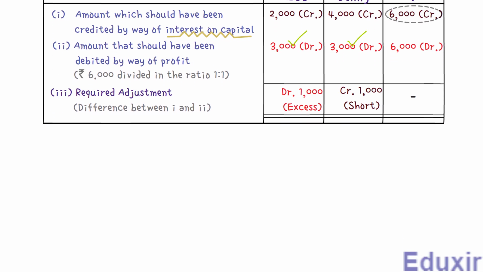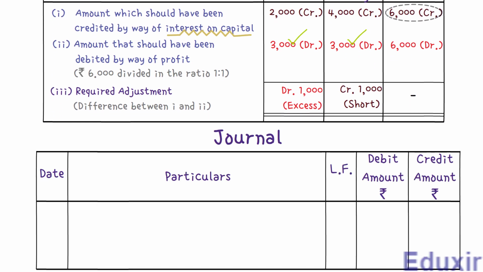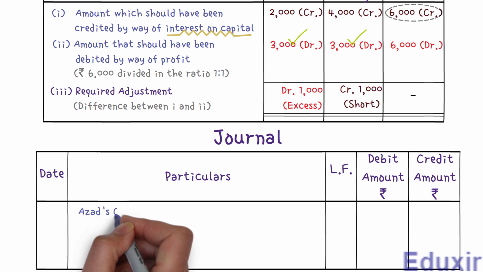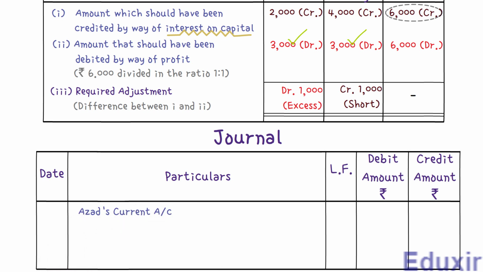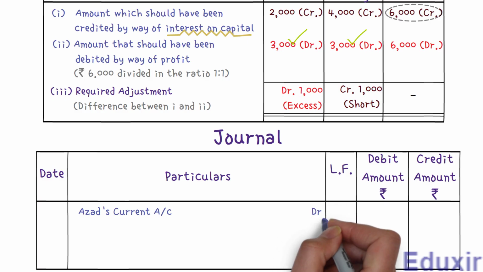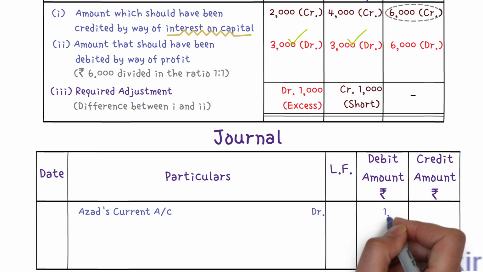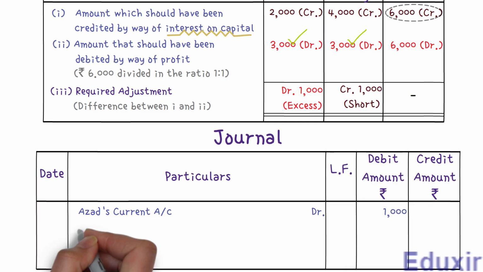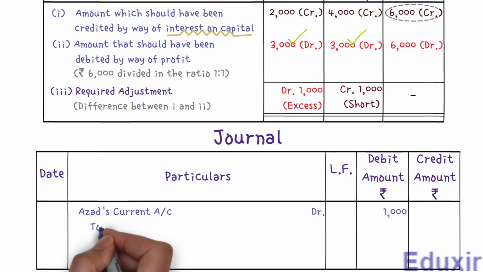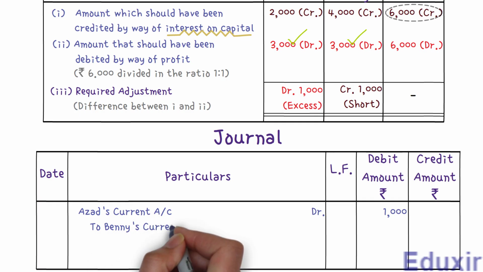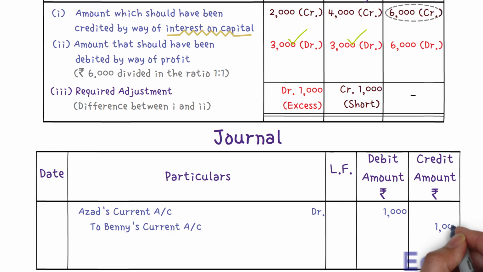So let's first prepare the journal format. Let's first write partner Azad's current account as the debit entry. Let us also write the text DR to indicate that this is a debit entry. Let's then write the debit amount of 1,000 rupees in the debit amount column. Leaving a margin, let's write partner Benny's current account as the credit entry. Let's then write the credit amount of 1,000 rupees in the credit amount column.